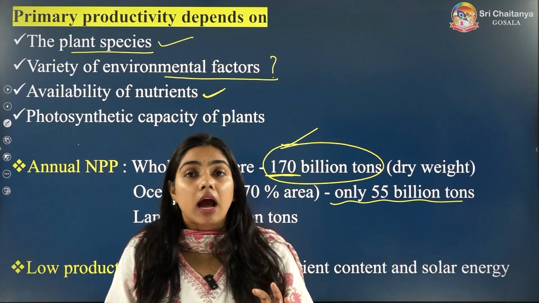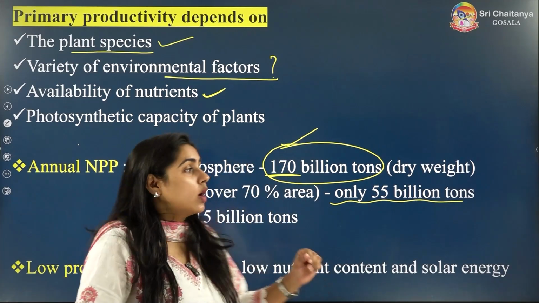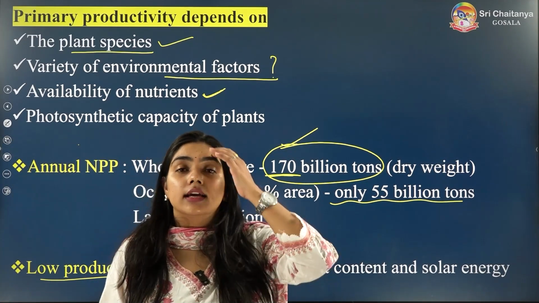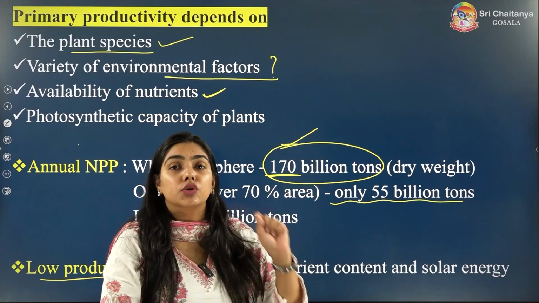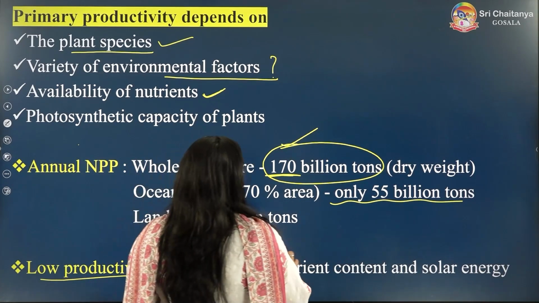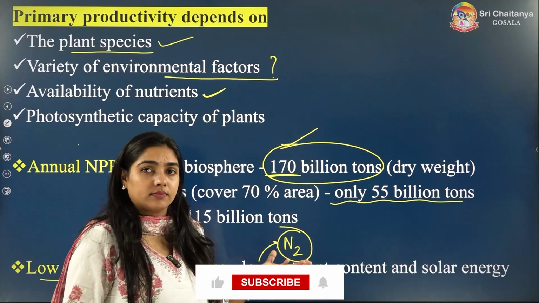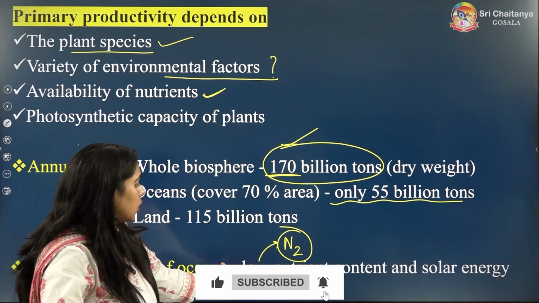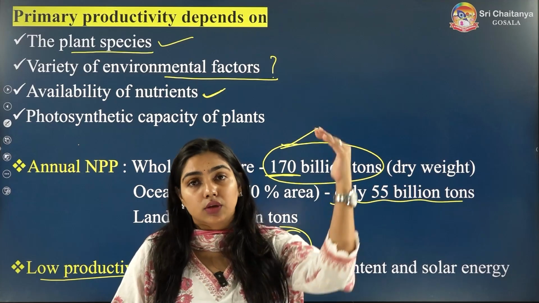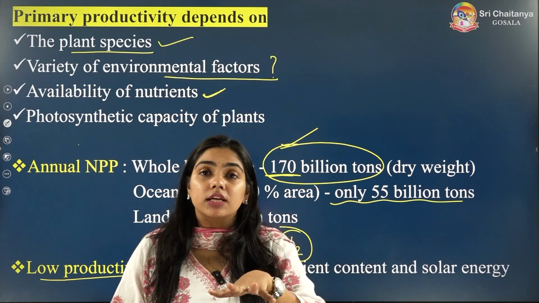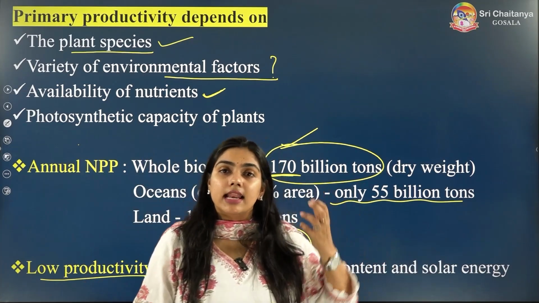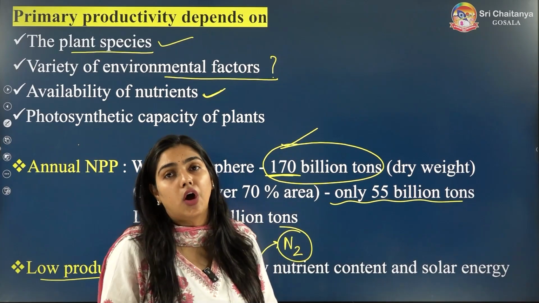What can be the reason behind the low productivity of oceans? I'm discussing the reason here, since this is a question asked in the NCERT. You should know that the nutrients will be less in the ocean, mainly nitrogen. Nitrogen will be very, very less, and you know nitrogen is very important for the plants. Also, if you look into the oceans at the deeper level, that much solar energy is not reaching. So less solar energy and fewer nutrients, especially nitrogen, are the reason behind the low productivity of oceans.